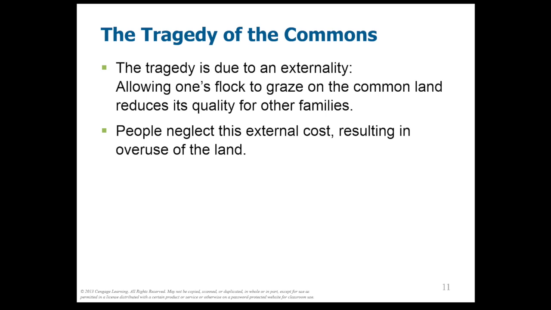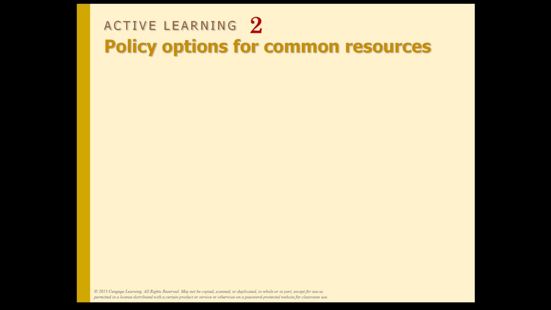The fact is, when your sheep come out and graze on the land, it takes away the grass, and then my sheep cannot graze on that land. So it's a negative externality to me, and because this externality is not internalized, they overuse the land.